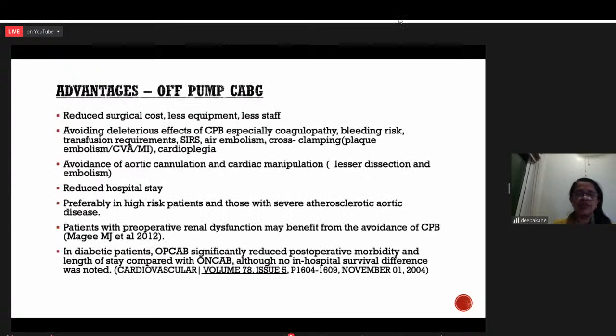However, there are a lot of advantages of off-pump. There is reduced surgical cost, less equipment, and avoidance of the ill effects of CP bypass, especially the coagulopathy, the transfusion requirements, the air embolism, and cross-clamping of the aorta. We can get away with all these problems, or there are fewer problems, and the hospital stay is reduced. It is preferable in high-risk patients and those with severe atherosclerotic aortic disease.